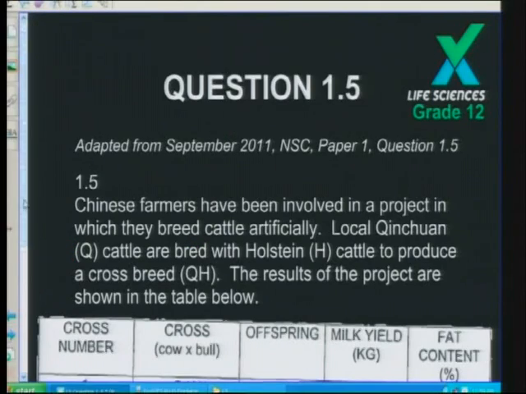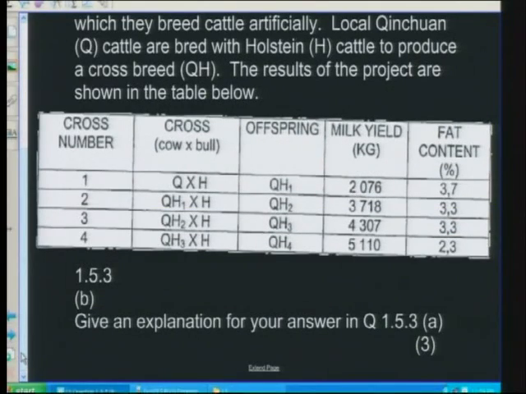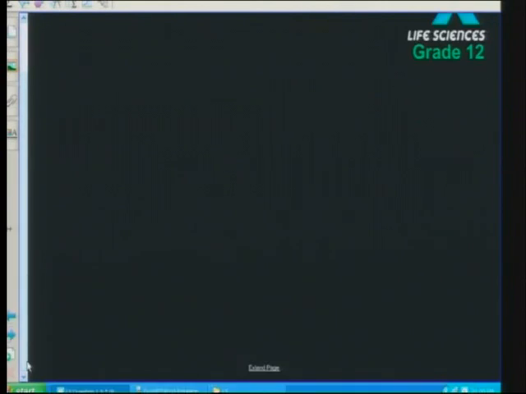Right? And this question just carries on and on and on. We just can't get rid of it. Give an explanation of your answer to 5.3. Whatever we just said, because QH3 would give us that amount of milk, and it would give us that amount of fat. I answered this question in the other question because I hadn't seen it. And that is the end of that question.